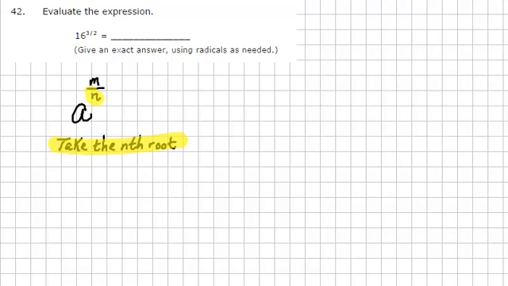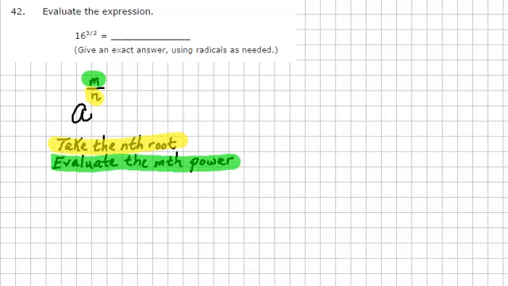Well, what about the m? The m indicates that you need to evaluate the mth power. So evaluate the mth power. Now we can do this process in either order.